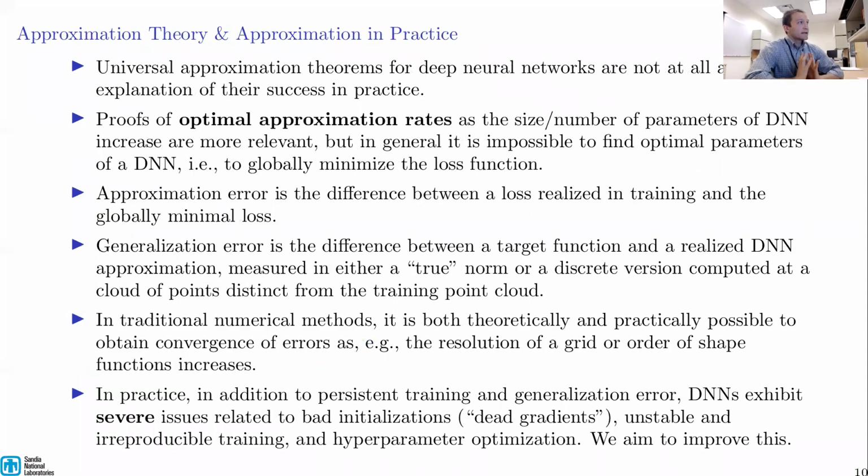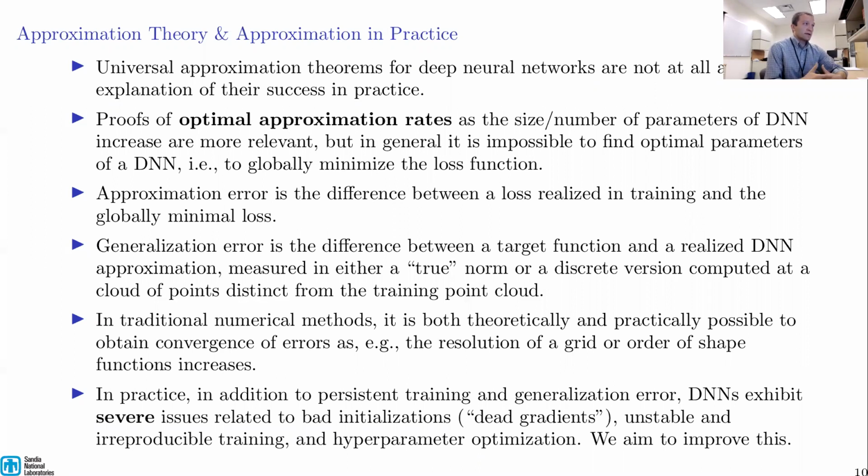Right. And as another point of background, I want to say something about the approximation theory. So universal approximation theorems are frequently quoted as why neural networks work in practice. I think it misses the mark because even polynomials have the universal approximation property. That's the Stone-Weierstrass theorem. More relevant are these proofs of approximation rates as the size and the number of parameters of your deep neural network increase. Of course, though that's important, in general, you can't find those optimal parameters using gradient descent, the way that people actually train them in practice.